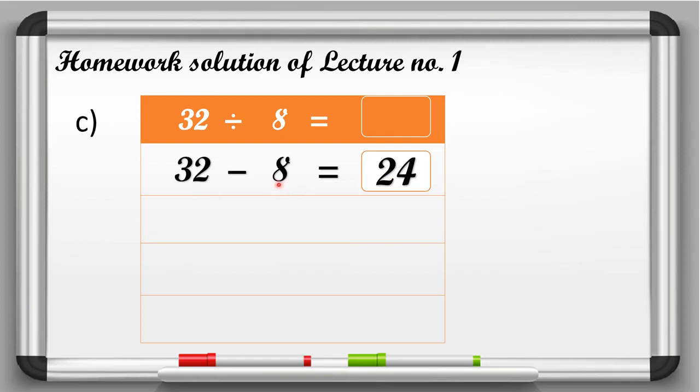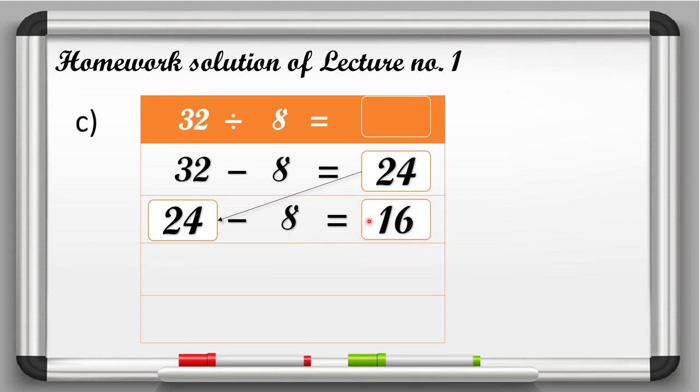Now we have to subtract 8 from 24. So here we will write 24 minus 8. So keep 24 in your mind and 8 on your fingers. Let's start backward counting. 23, 22, 21, 20, 19, 18, 17, 16. So we'll write 16 here. Now we have to subtract 8 from 16. So we'll write here 16 minus 8.